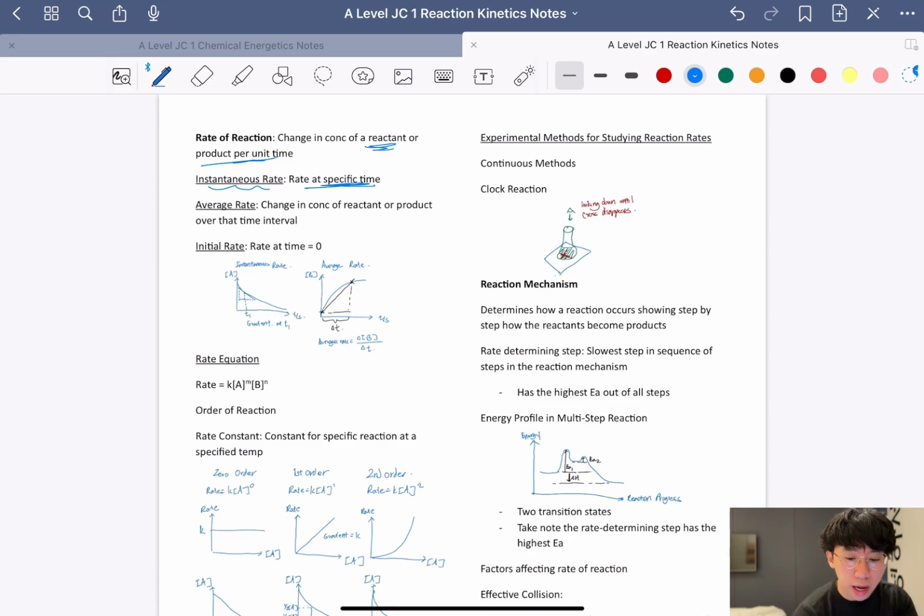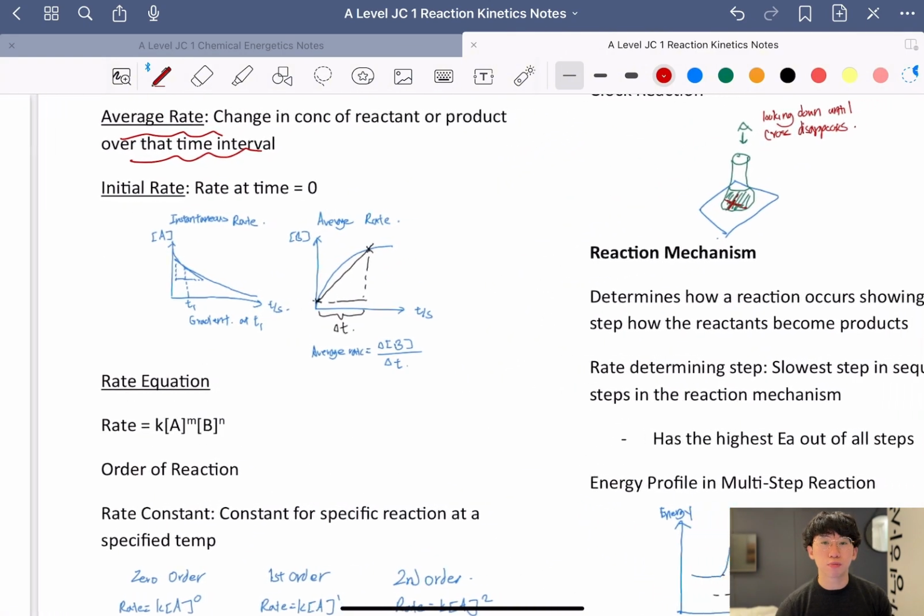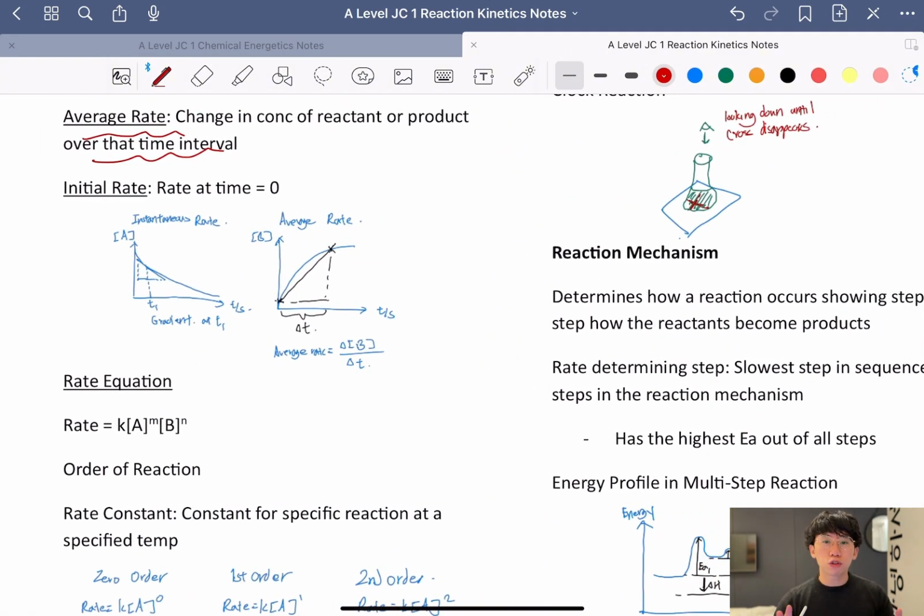Or they could be asking for the average rate, which is the change in concentration of a reactant or product over that time interval itself. Or it could just be the initial rate, which is when time equals 0, what is the rate? And here you can see two graphs that demonstrate this pretty well. So let's move on to the rate equation.